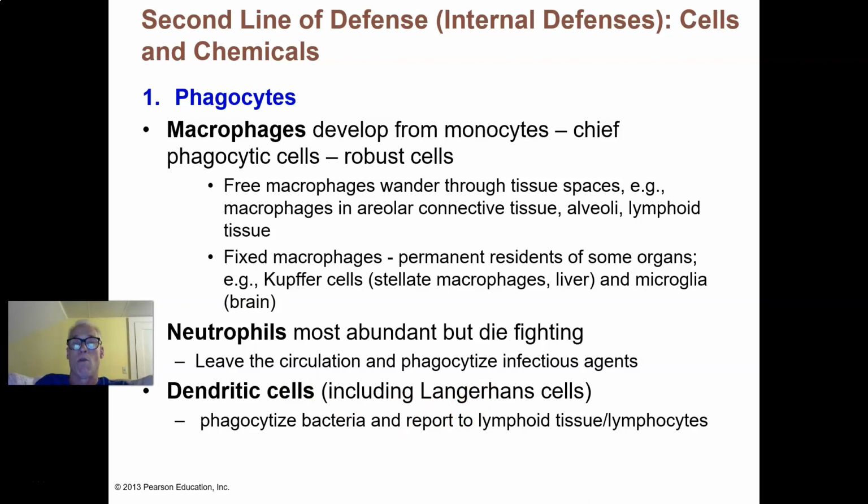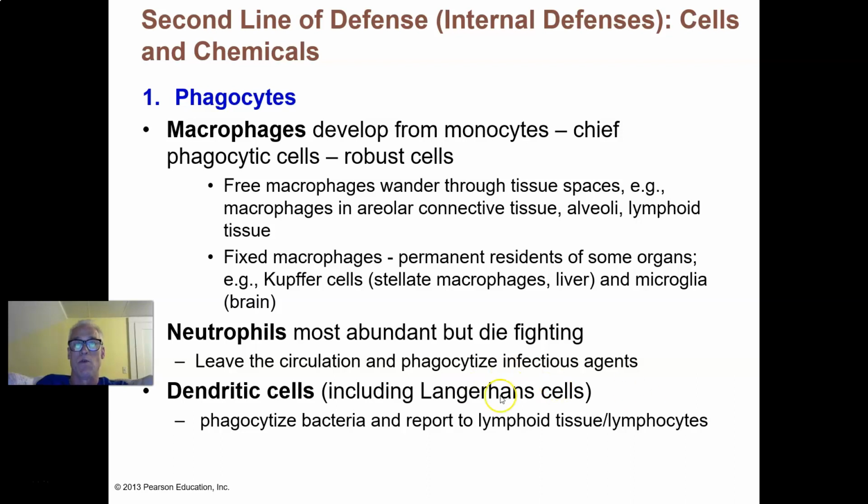If some microorganisms get underneath your skin when you nick it, down deeper into the epidermis, those dendritic cells will phagocytize the bacteria. They actually leave the area and travel to the nearest lymph node or lymphoid tissue and report what they've found to lymphocytes. It's a connection between the innate immune system and the adaptive immune system, so the two aren't utterly separate from each other. That's an important link right there.